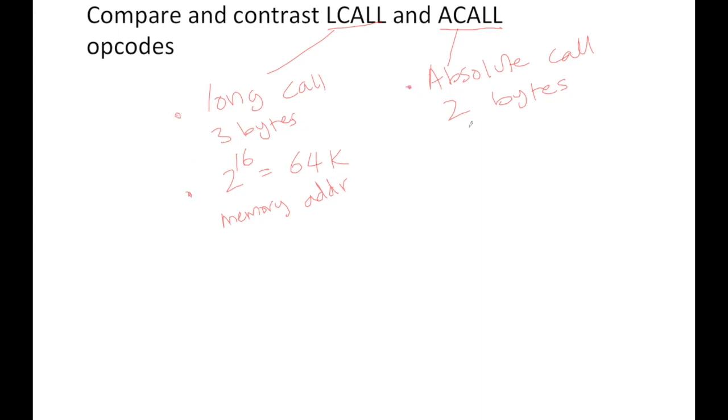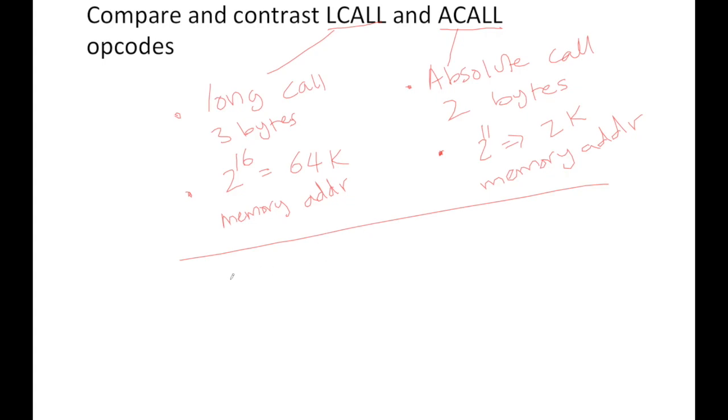On the other hand, in case of the absolute call, 11 bits of this total 16-bit is used for expressing the memory address. So after the opcode, the 11 bits express the memory address. Therefore you can address a maximum of 2K memory locations with ACALL. So these are the differences between the two.